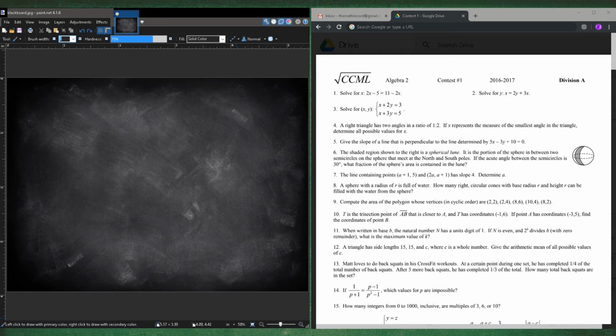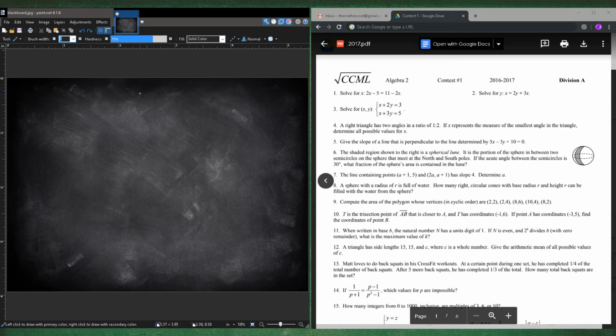Okay, let's get started. Question 1. Solve for x. 2x minus 5 is equal to 11x minus 2x. So just add 2x to both sides, get 4x. Add 5 to both sides, get 16. So x is equal to 4. Okay, that's the first question. It's basically that easy. Just 4.